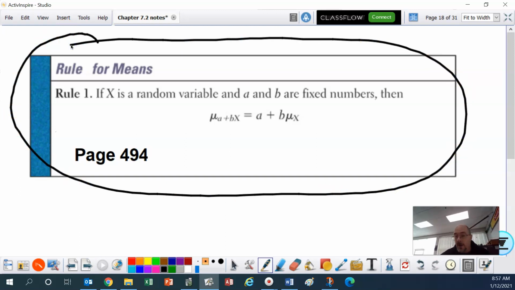So there's rule number 1, what I just wrote earlier. It's on page 494. Okay, moving on.